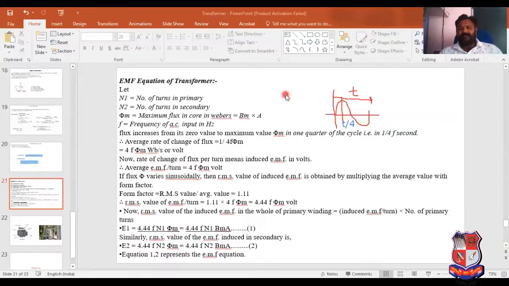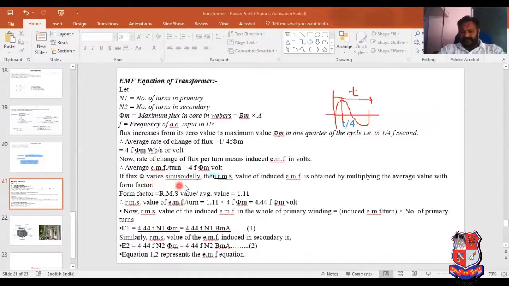Now F equal to what? 1 by T. So from that you can say 4 F phi m Weber per second or volt. That is the average rate of change of flux in a quarter cycle. Now the rate of change of flux per turn means induced EMF. So average EMF per turn, you can say, is 4 F phi m volt.